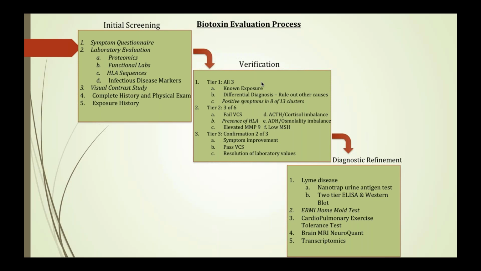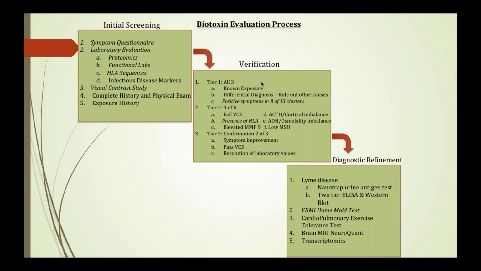So with your POTS patients that have fatigue and joint pain and so on and so forth, you really should look at CIRS as the model. And then finally, a low MSH, which is melanocyte stimulating hormone. MSH is produced in the anterior hypothalamus and is a master control hormone for a variety of processes in the body. So 3 of 6 of those, and then we confirm with at least 2 of 3 in tier 3, which is symptom improvement with treatment. They're ultimately able to pass the visual test, and then finally resolution of laboratory values.